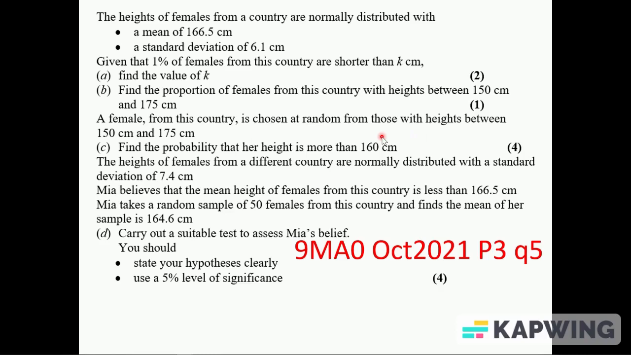Okay, we've got the 9MA0, the statistics paper, paper 3, October 2021, question 5, normal distribution question. There are all sorts in here. There's just standard questions, a bit of conditional probability, and a hypothesis testing part at the end.